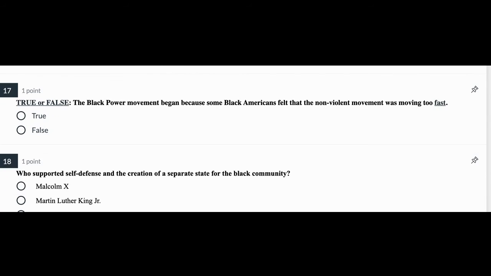True or false? 17. The Black Power movement began because some black Americans felt that the nonviolent movement was moving too fast. True or false?